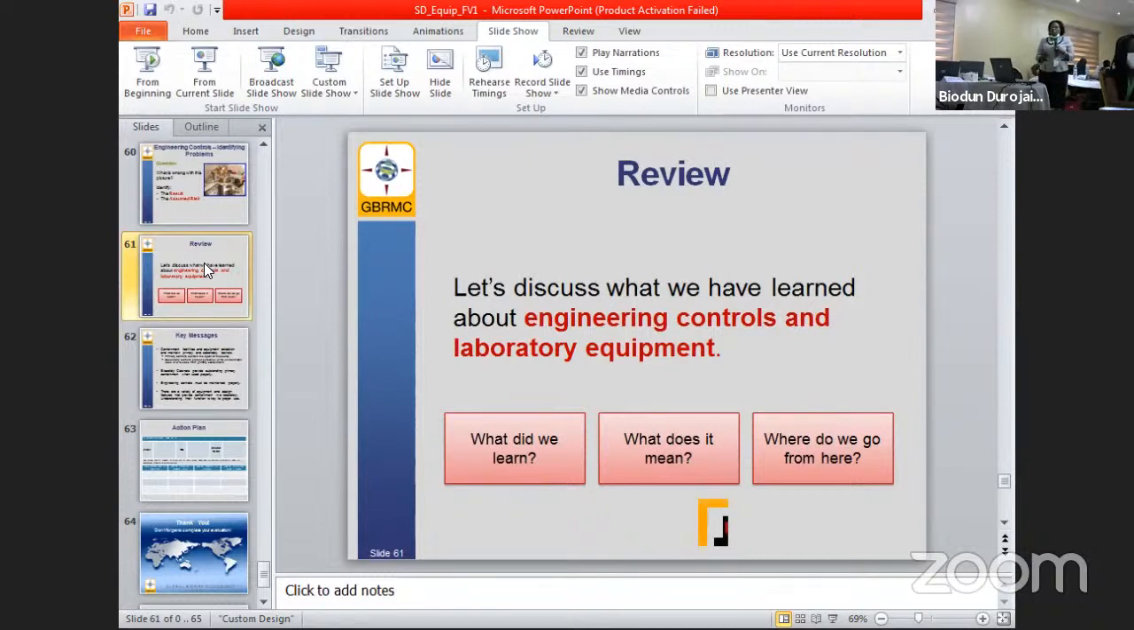Where do we go from here? It's making sure that as we leave this place, we will have an attitudinal change, a change in our mindset. Safety is everybody's business. Making sure that engineering controls within where you work are functioning the way they are designed to function is everybody's business. That's what we're saying here.